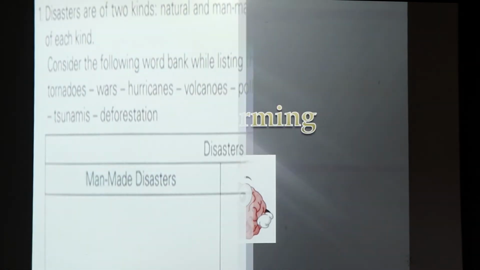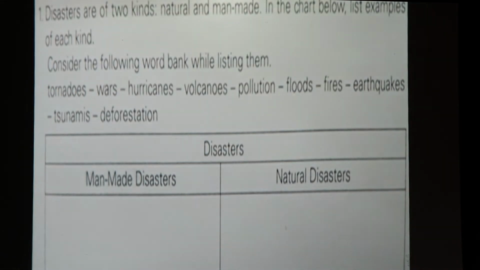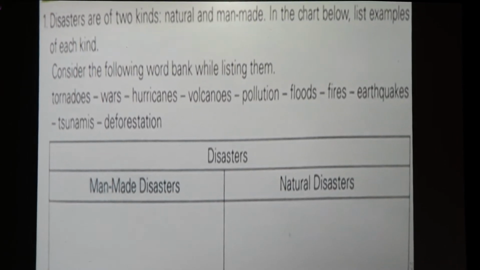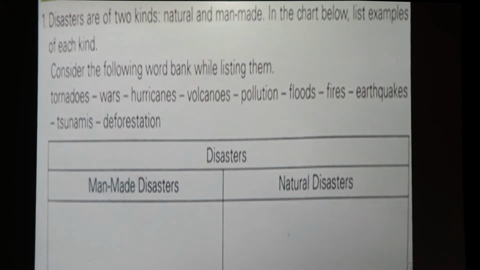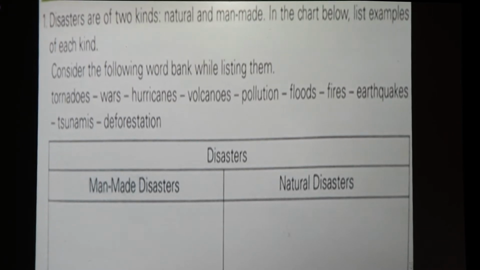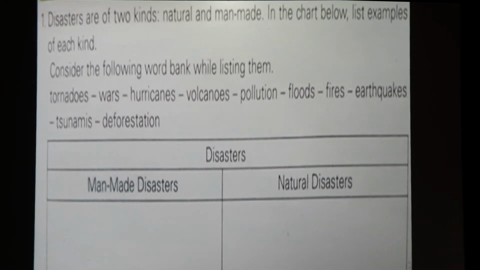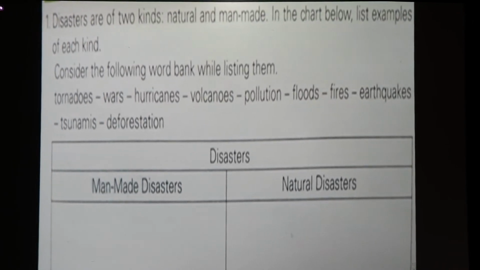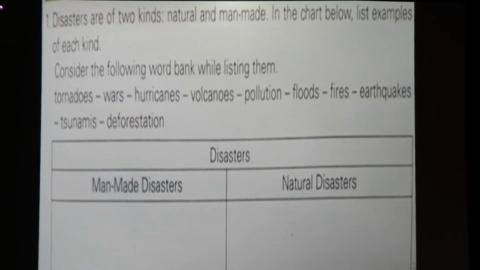Okay. First of all, we're going to talk about disasters. Disasters are of two kinds. Some are man-made disasters, and some are natural disasters. From the word man-made, you can see that this is done by humans. Natural disasters are caused by nature. So, consider the following words: tornadoes, wars, hurricanes, volcanoes, pollution, floods, fires, earthquakes, tsunami, and deforestation. These are disasters. Some of them are man-made, and some of them are natural. So what I'm going to ask you to do is to classify these words in the two columns.